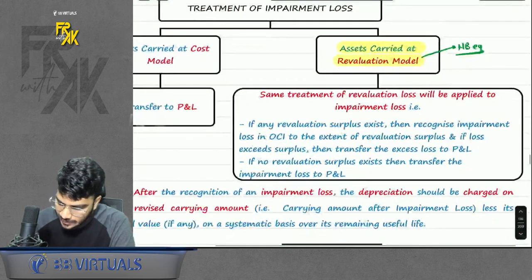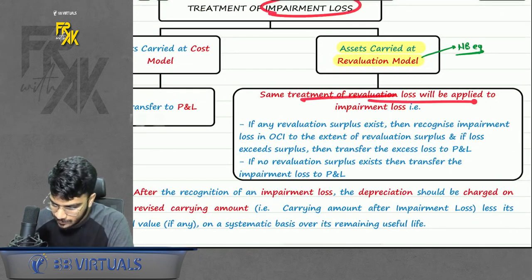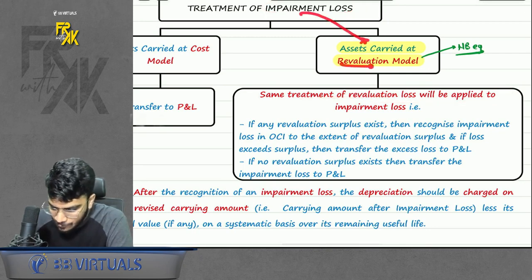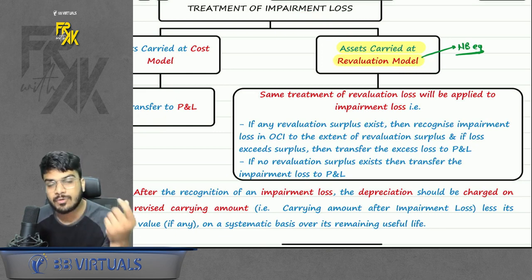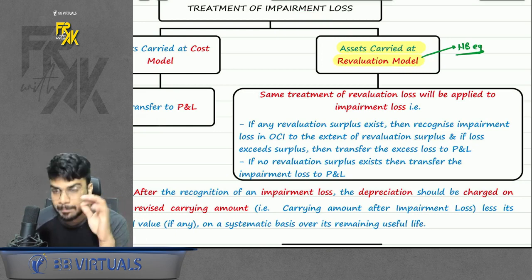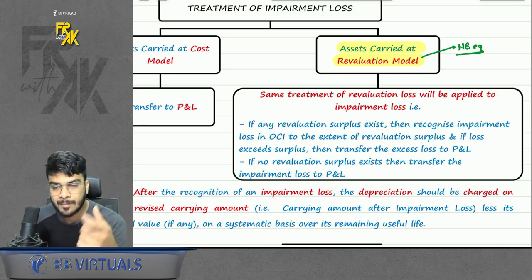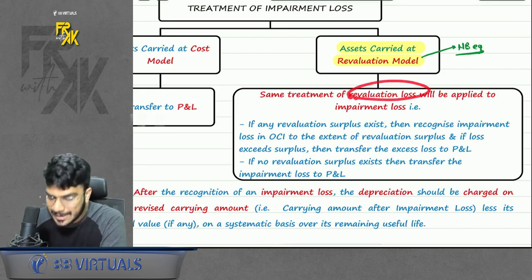If the asset is at revaluation model, the treatment of impairment loss will be the same as revaluation loss. That means, if the asset is at revaluation model and previously for this asset you had a revaluation gain which you transferred to OCI, then to the extent of the previous gain, the existing impairment loss will first be adjusted against OCI, and then the balance loss, if any, will be transferred to profit and loss. So the treatment of impairment loss is the same as revaluation loss.